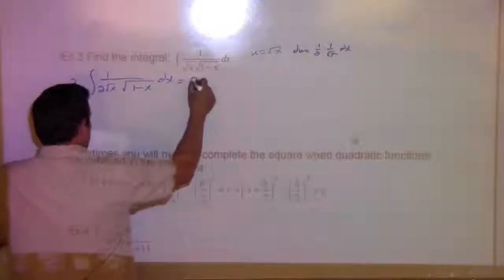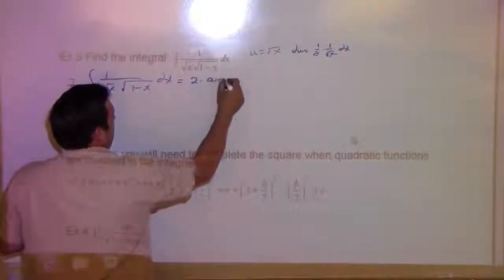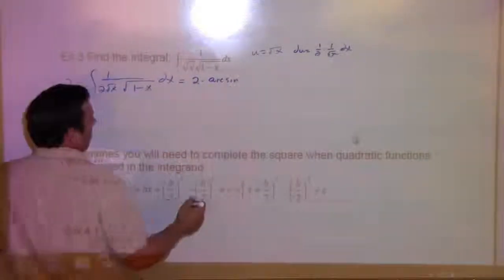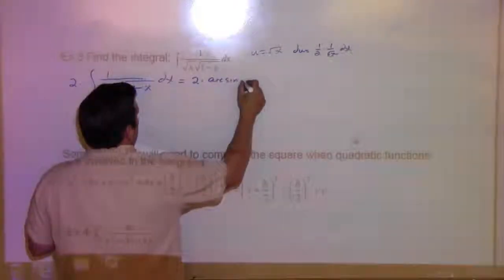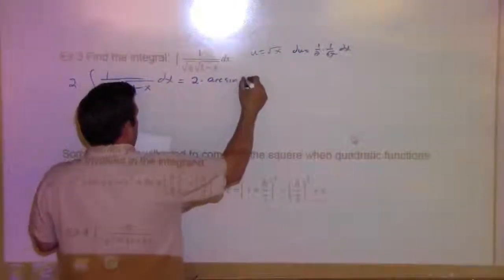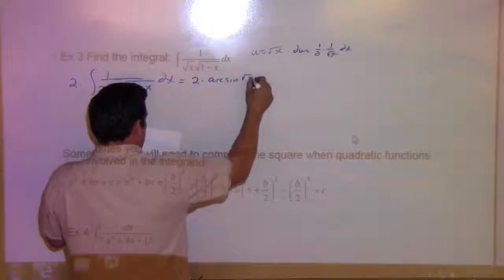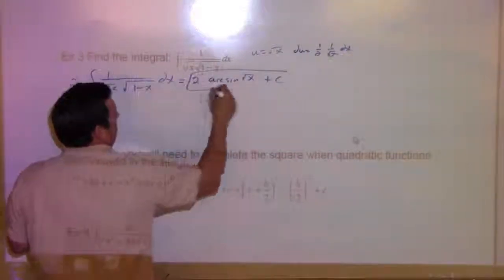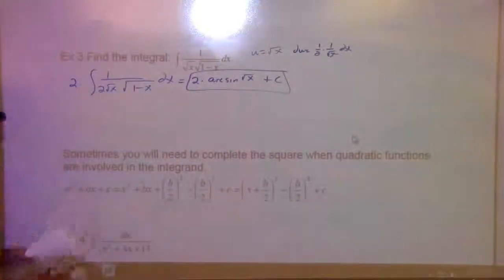This becomes 2 times arc sine of square root of x plus c. That's it. I kicked a marker away by accident.